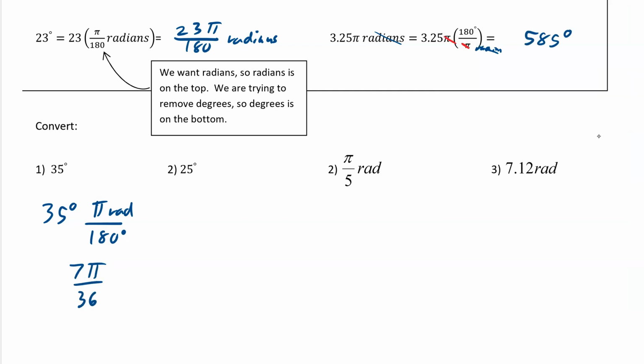And you don't have to write radians if you don't want to. 7 pi over 36 is the radian. Degrees, you do have to put the degree symbol. All right, let's try it again.